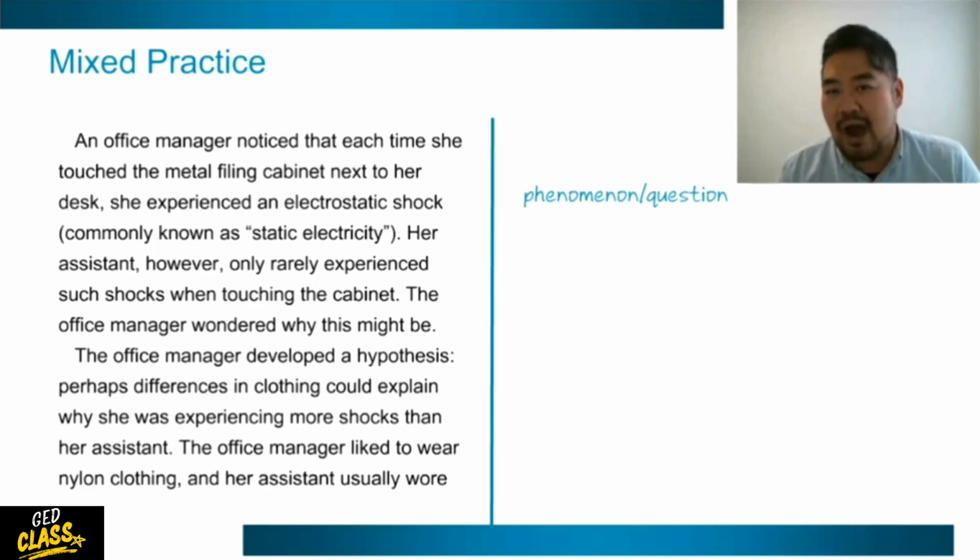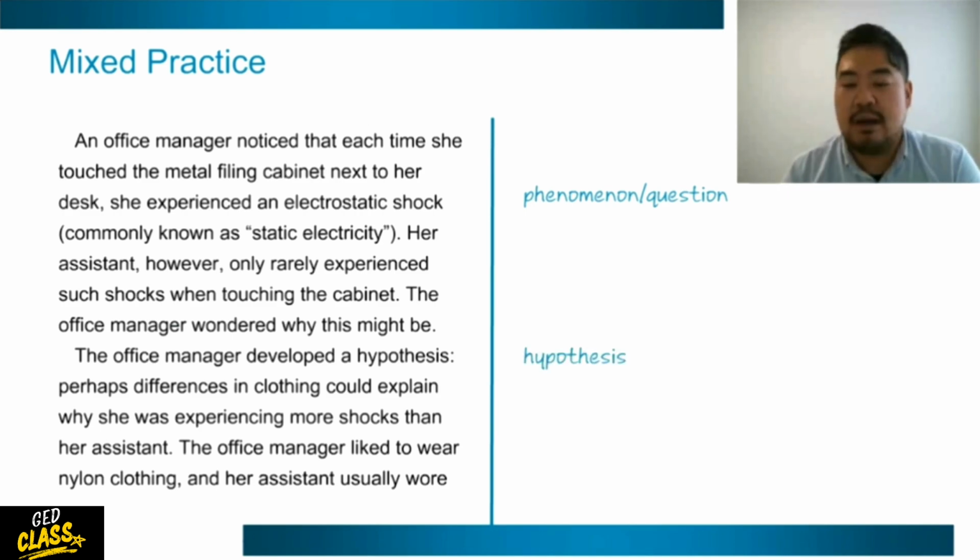The question is, why am I getting shocked as opposed to the assistant getting shocked? So in the second paragraph, the very first line says the office manager developed a hypothesis. So there's our hypothesis. Perhaps differences in clothing could explain why she was experiencing more shocks than her assistant. Notice here, it's our educated guess that the office manager is making. The educated guess is, oh, it's the type of clothing that's causing more shocks.